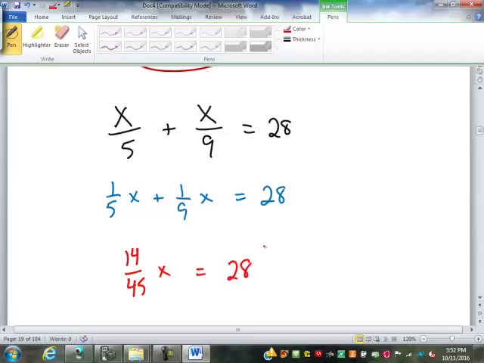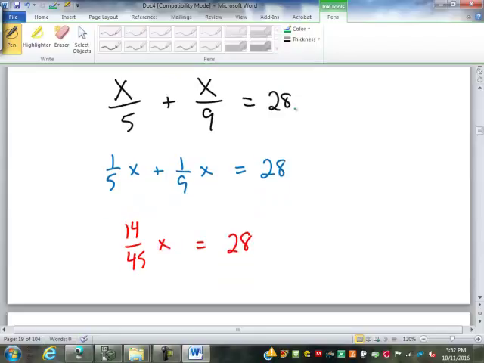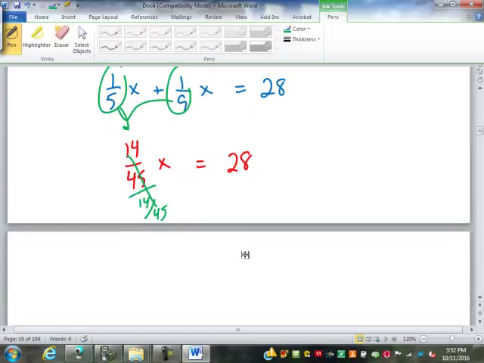x equals 28. Do you have any questions so far? All I did was add 1/5 and 1/9 to get 14/45. Now what do I have to do? Divide by 14/45. Good. That'll give us x here.